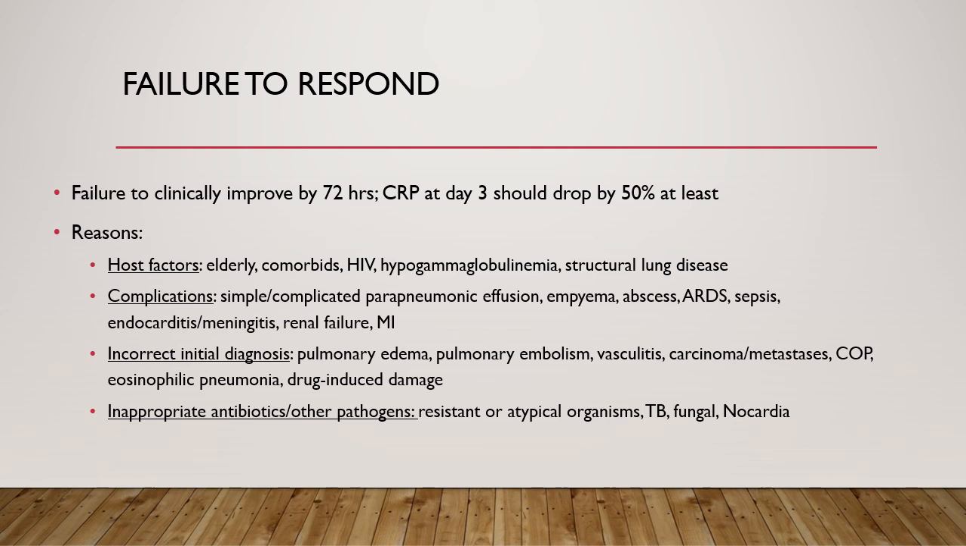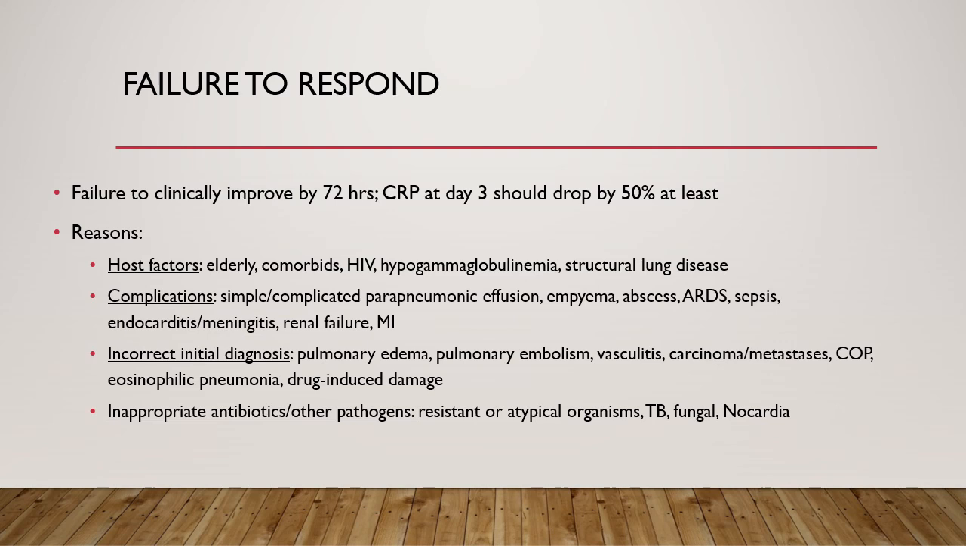Other points to consider may be that the initial diagnosis is not correct. Maybe it was just a pulmonary edema or a pulmonary embolism that is being managed as pneumonia, or the patient may have vasculitis or a carcinoma, or metastatic lesions in the chest, that may look like pneumonia on chest X-ray. There may be cryptogenic organizing pneumonia, eosinophilic pneumonia, or drug-induced lung damage, which may all show alveolar shadowing on chest X-ray, and would obviously not respond to antibiotics.